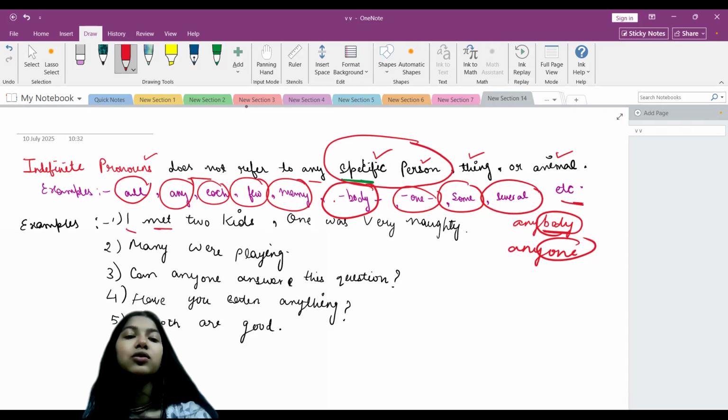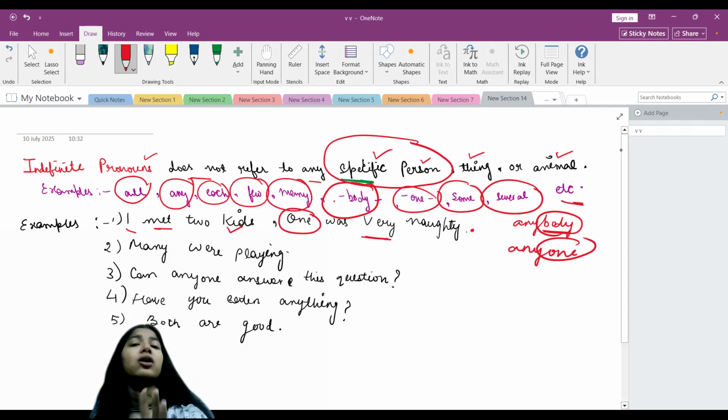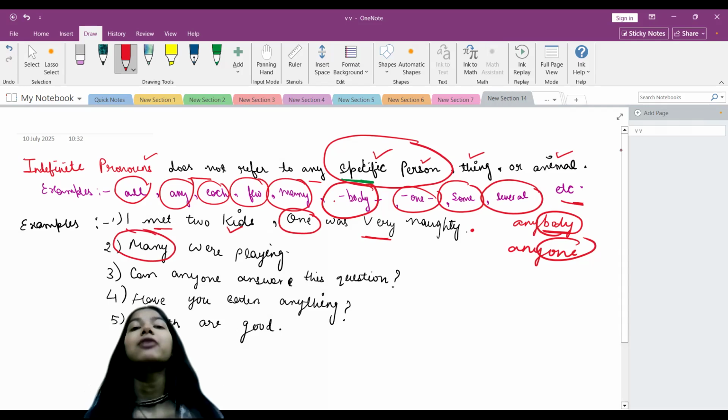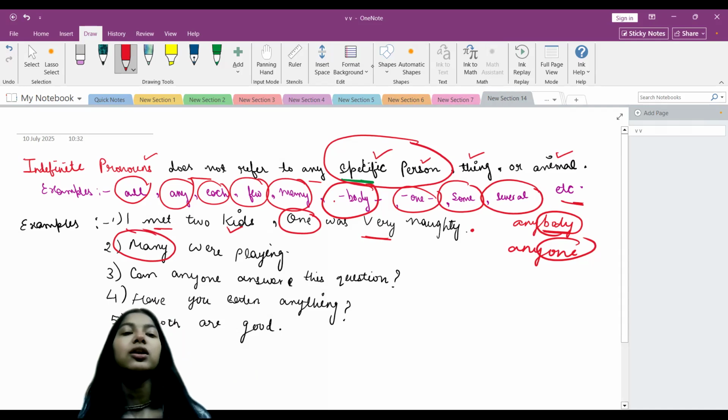I met two kids. One was very naughty. We are not specific about which kid was naughty, but out of those two kids, one was really naughty. Many were playing. I really don't know how many students were playing, but yes, many were playing. We don't know the specific number.